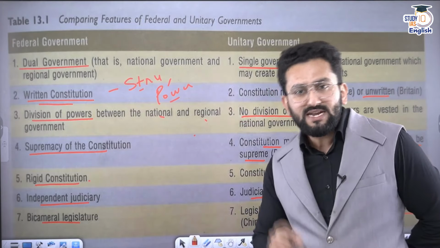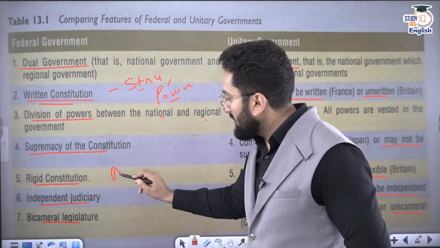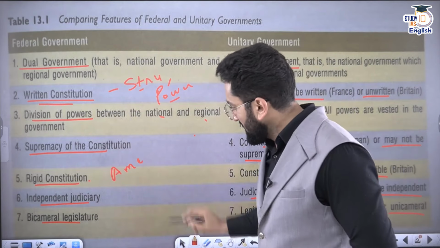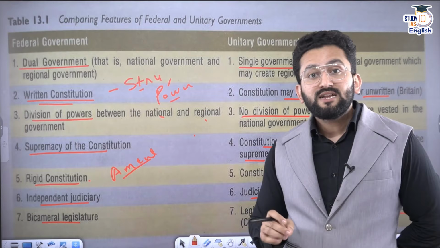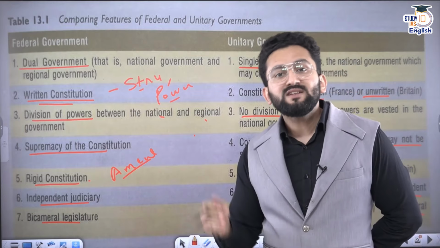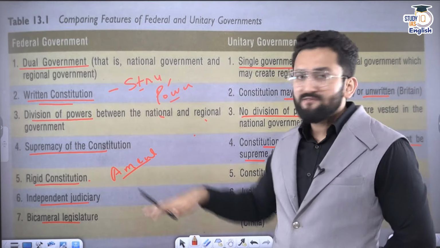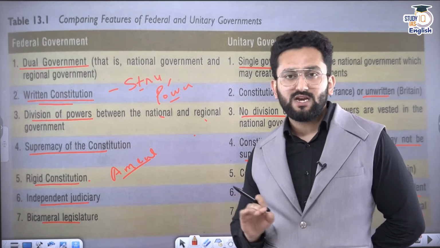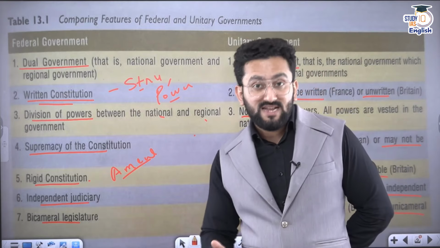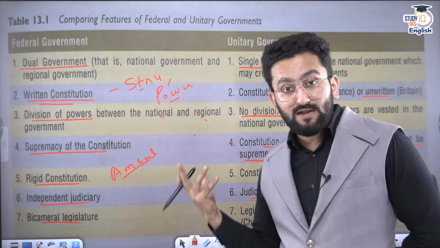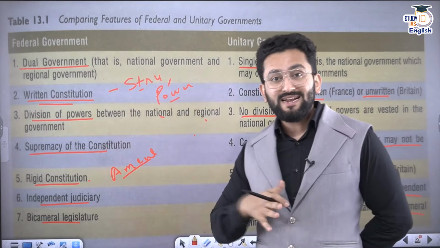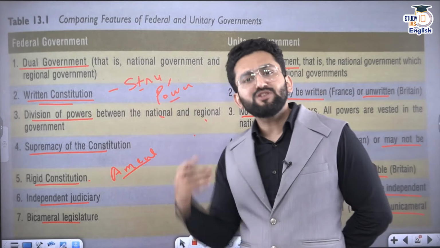Rigid constitution. Here rigid constitution is related to amendability. It means it is difficult to amend the Indian Constitution, and especially in federal governments, right? This feature is there because if amendability is easy, then at any point of time the power dynamics, the area of working between center and state can be changed.